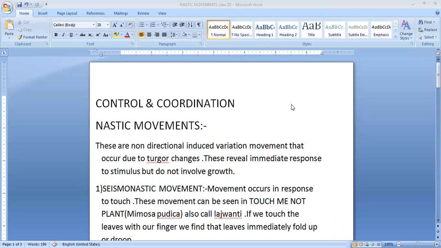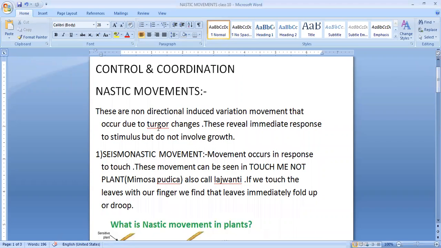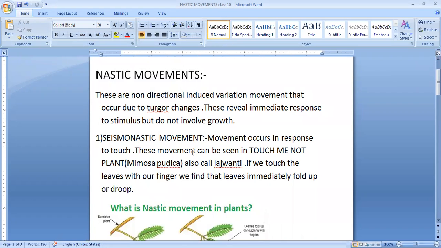Hello everyone. Our today's topic is control and coordination, nastic movements. We have already finished tropic movement. In that, we have seen what is phototropism, what is geotropism, what is hydrotropism, and today we are going to see what are nastic movements.